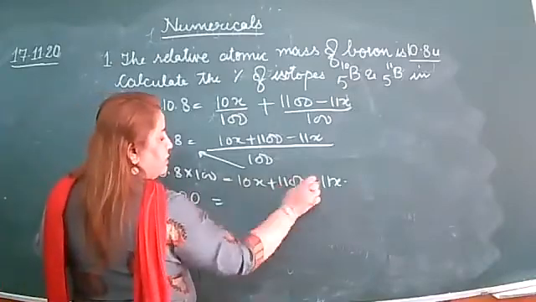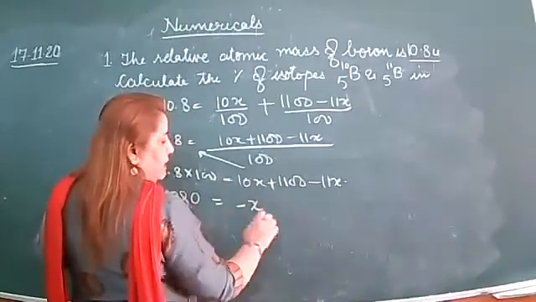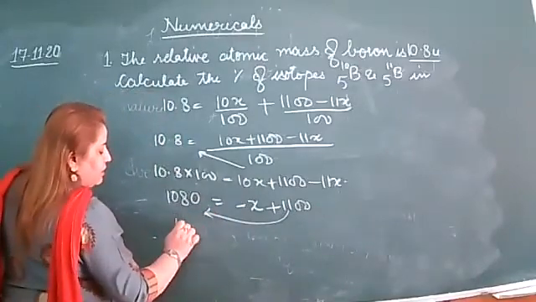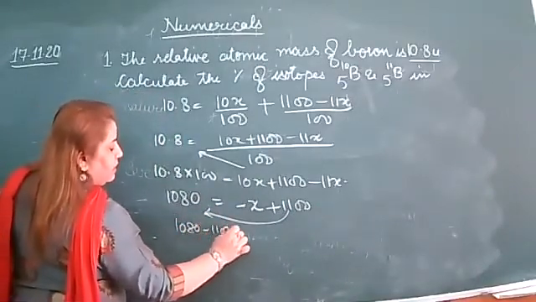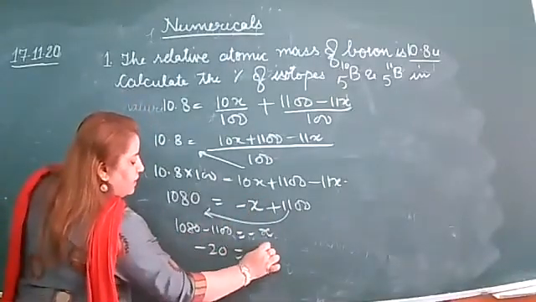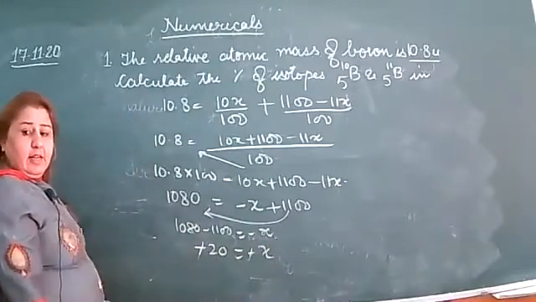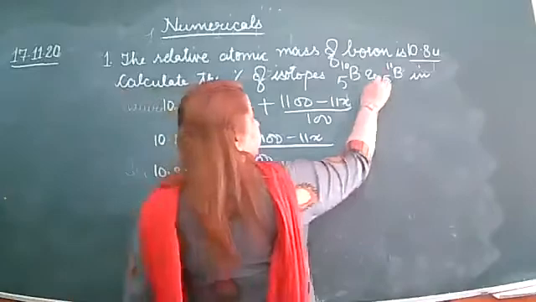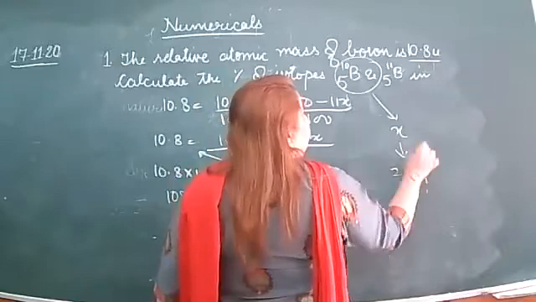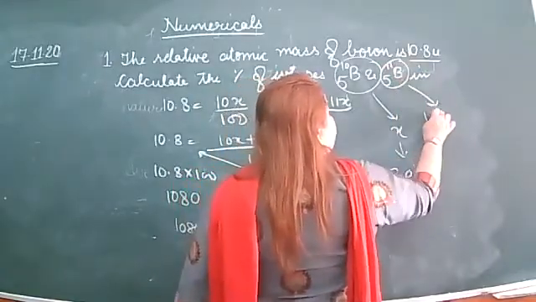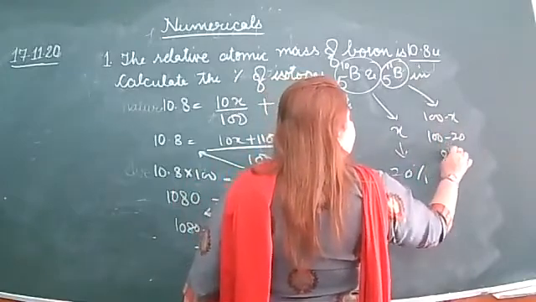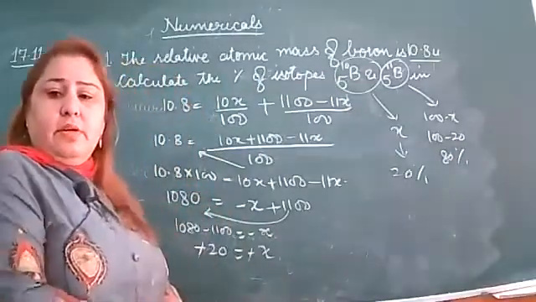After that, 10x minus 11x is minus x, plus 1100. This 1100 comes over here. 1080 minus 1100 equals minus x. This comes 20, minus 20, the minus signs cancel. It will become x equals 20. This we had considered as x, that comes 20%. And 100 minus x, that is 100 minus 20, that is 80%. Is this clear?